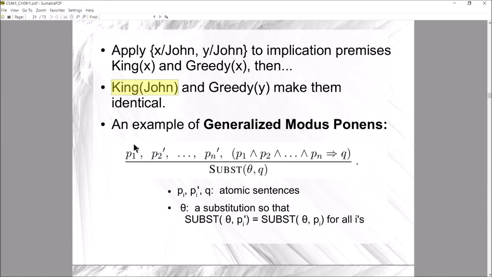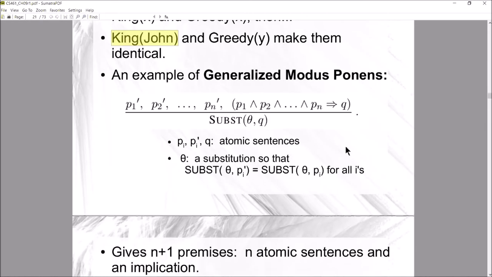So you have to have some substitution for a variable that would make conjunct P1 match sentence P1 prime. One for conjunct P2 to match a separate sentence already in the knowledge base, P2 prime, and so on. And if you can do that for every conjunct, then you can go ahead and infer. Logically speaking, it's safe, it's fine, you can infer your conclusion. You can assert the conclusion, as it's sometimes referred to.